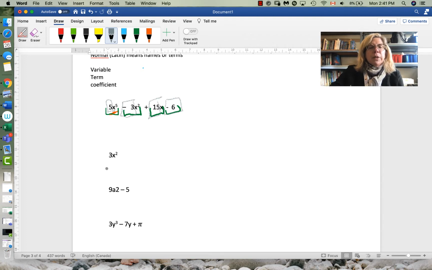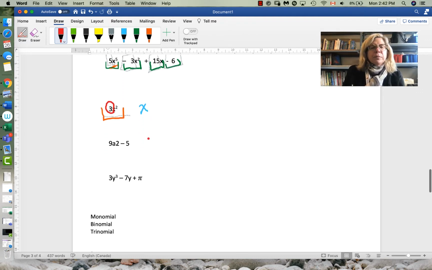So let's look at this one then. In this case of 3x squared, what's your variable? Your variable is x. You could say x squared, but the variable itself is really x. And the term is 3x squared, that whole term. And then the coefficient is the number in front of the variable, so it's 3.